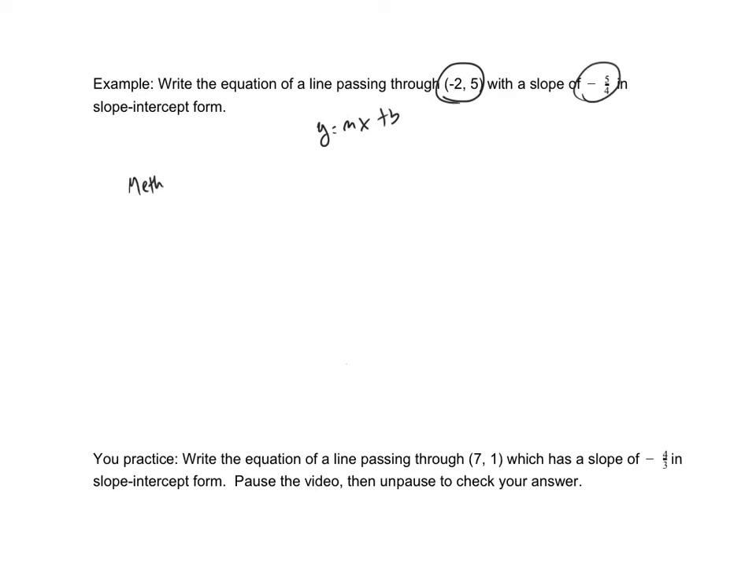Method one is to get it in point-slope form first. So I'd start with y minus y1 equals m times x minus x1. And then what I would do is get y by itself and combine everything that can be combined. So the first thing I would do is get y by itself by moving the 5 over. And then I would distribute the negative 5/4.